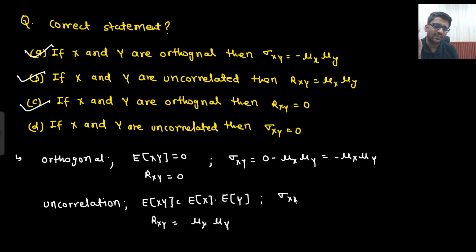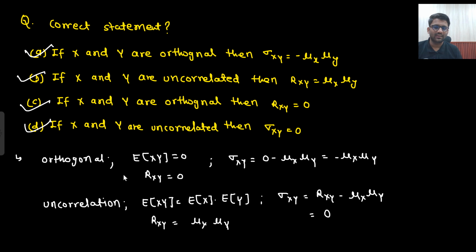Along with that, this was given as Rxy minus mu x mu y. So if both are equal, this would be equal to 0. Very simple thing. This should be done on your own. If you are not able to solve this problem, that means you are not putting your concentration in the class. You need to put the concentration to solve this kind of problem.